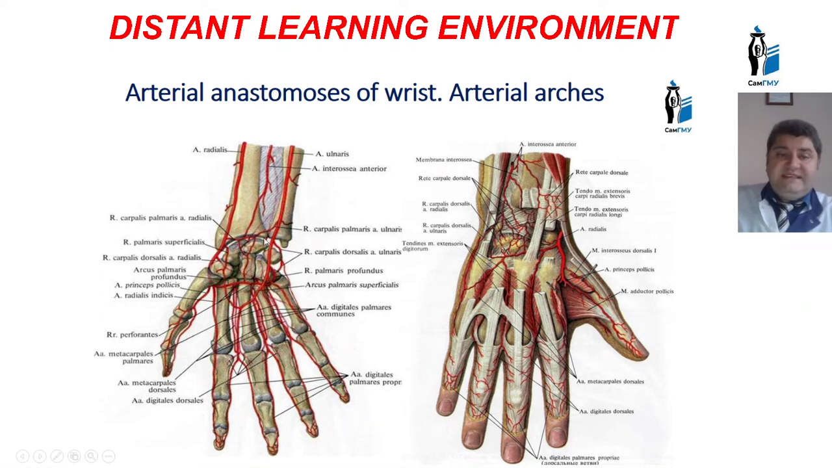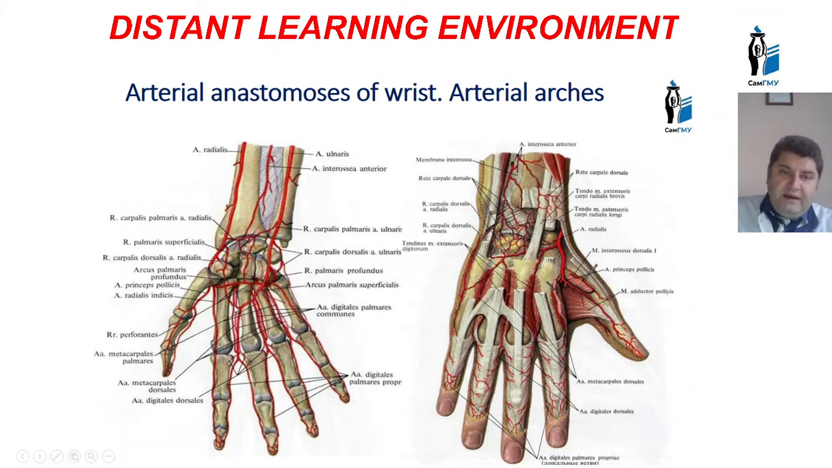And now you may see the terminal parts of the ulnar artery and radial artery. And let's look first in detail at the ulnar artery. It passes onto the hand, and you may see that it passes from the medial side to the lateral side, and it forms an arch. It's called the superficial arterial arch of the hand.